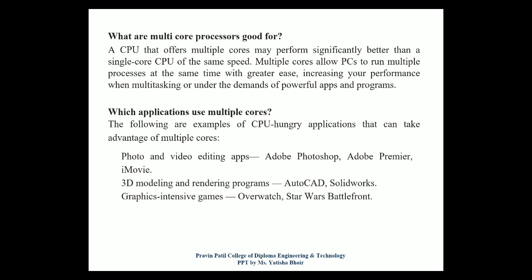Photo and video editing apps. It includes Adobe Photoshop, Adobe Premiere, iMovie, 3D modeling and rendering programs, AutoCAD, SolidWorks, graphics intensive games like Overwatch, Star Wars Battlefront. So these are some applications which use multiple cores because they are CPU hungry applications and they require the processor more. If there is a single core, they will be slow, and if there are multiple cores, the applications will be fast. So that's why multiple core is better for these applications.